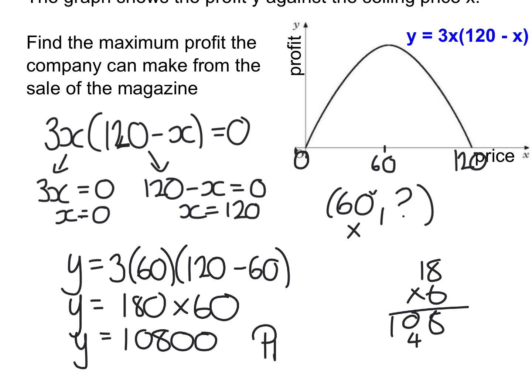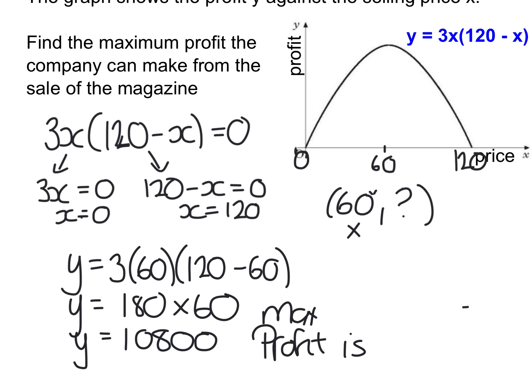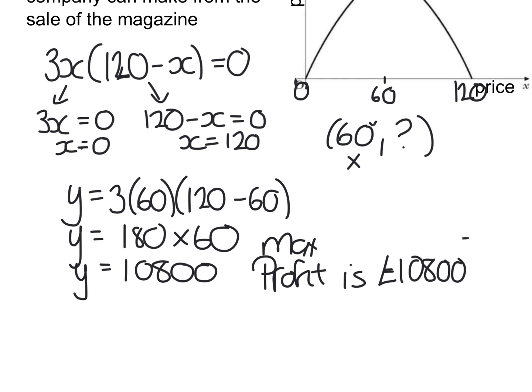Now, y was my profit in pounds. So just to conclude the question, my maximum profit is 10800, and that is when the magazine costs 60p, but it doesn't ask for that, but it could. So that's when the magazine is at 60 pence.